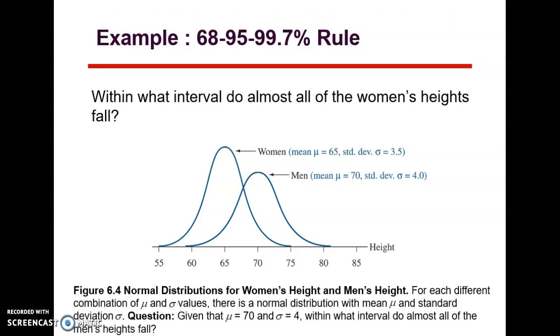So we're going to look at women's height, and if we know that the true average height is 65, and I'm assuming this is inches, and the standard deviation is 3.5 inches, and the average height for men is 70 inches, and standard deviation is 4 inches to the nearest tenth.